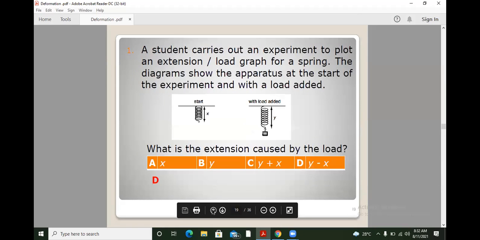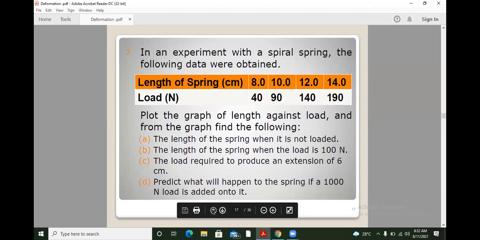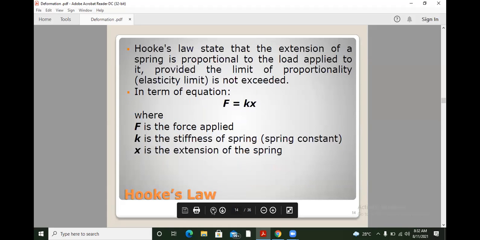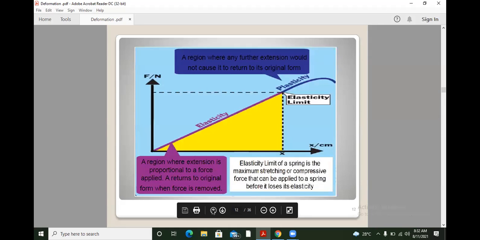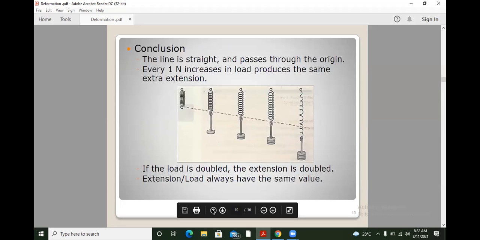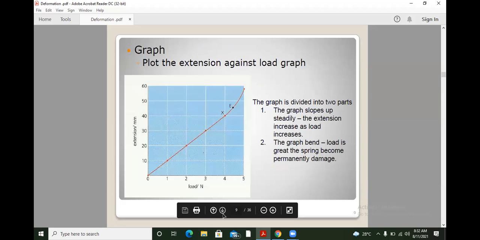You have plotting ahead, and also MCQs and numericals. We will practice them later. That is related to Hooke's law. We will do it tomorrow. Okay, but now we are trying to analyze this graph.